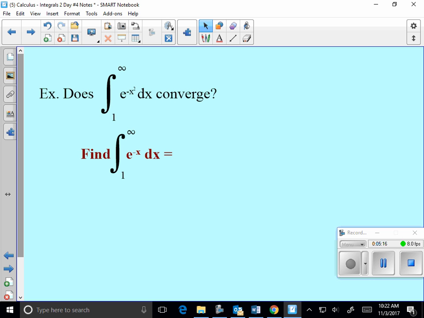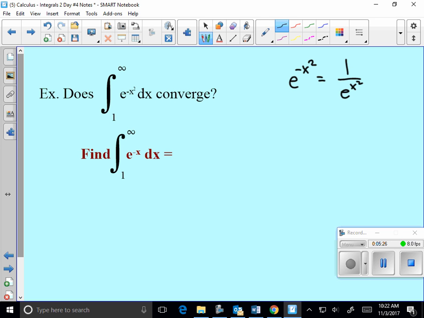So let's do this. Would you agree that e to the negative x squared is the same as 1 over e to the x squared? Okay, everybody agree with that? Would you agree that e to the negative x is equal to 1 over e to the x? Would you agree that e to the x squared is greater than e to the x?